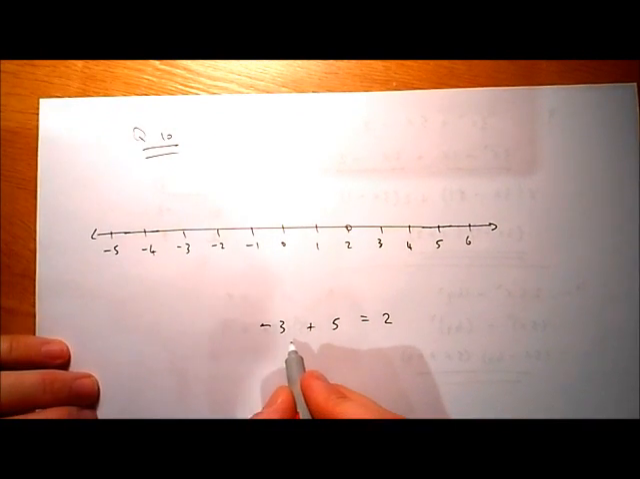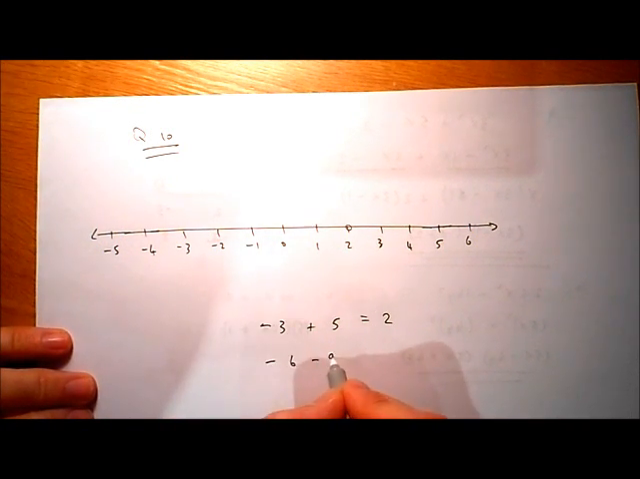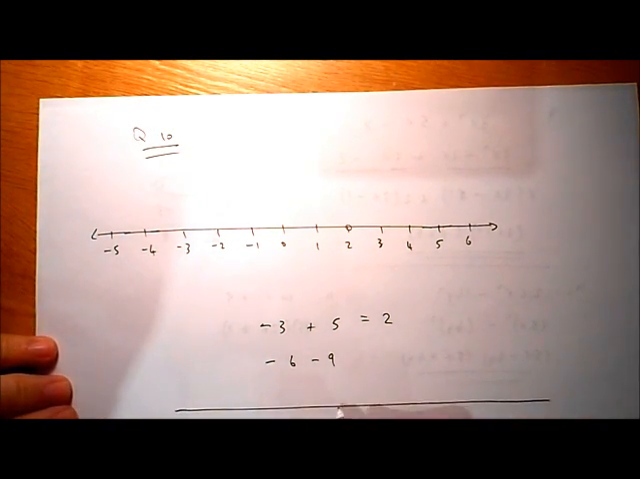Second one, I've got minus 6 minus 9. If you do the same thing, I'll do another number line here quickly. I think my battery's about to go. So we've got 0, 1, 2, minus 1, minus 2.